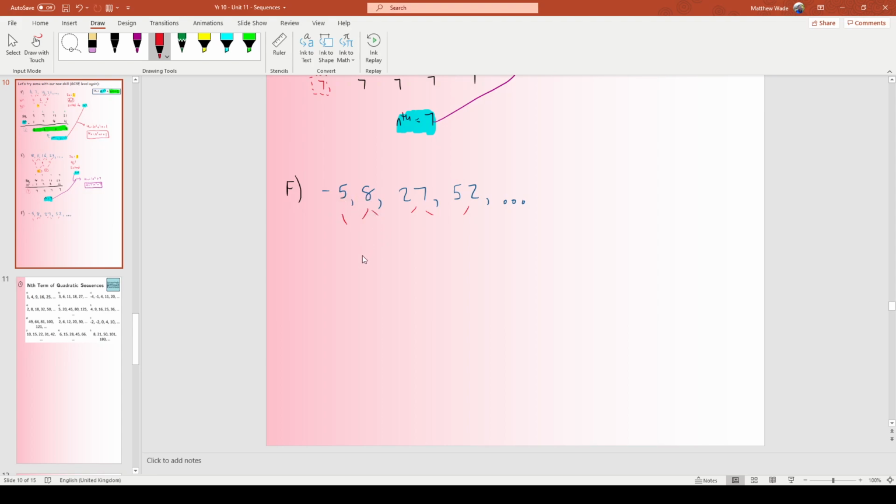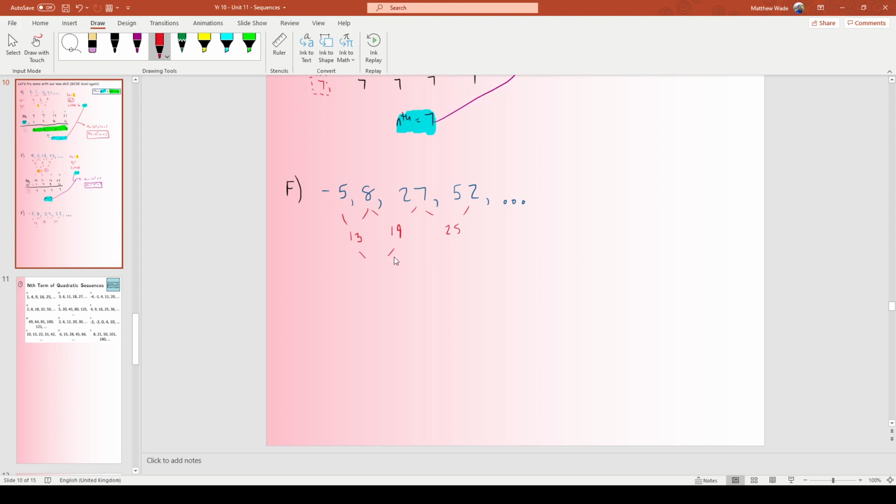This is 8 take away minus 5, so it's like 8 plus 5, which is 13. This is 27 take away 8, which is going to be 19. And this is 52 take away 27. 27 doubled is 54, so it's like 25. Is that right? Yeah, that is right. 25, nice one. My mental maths is the hardest part. And there you go.